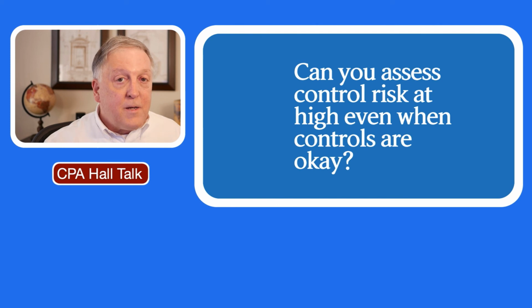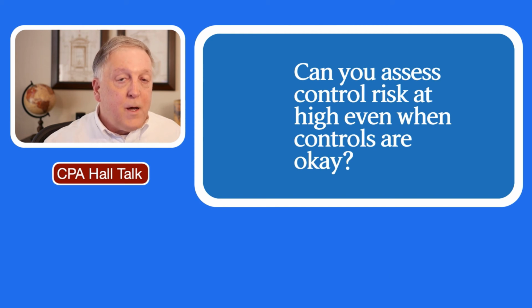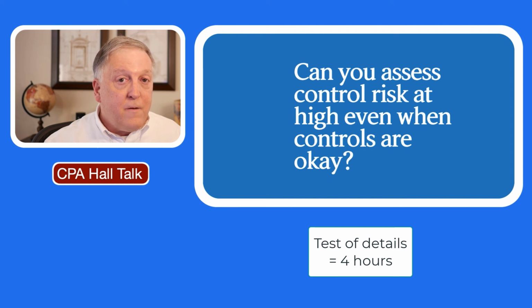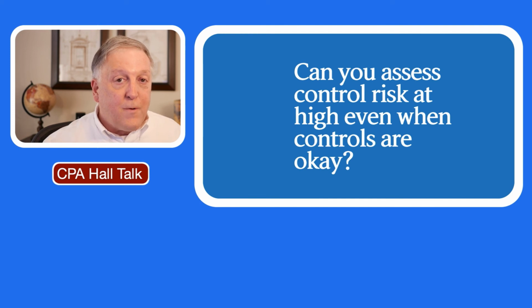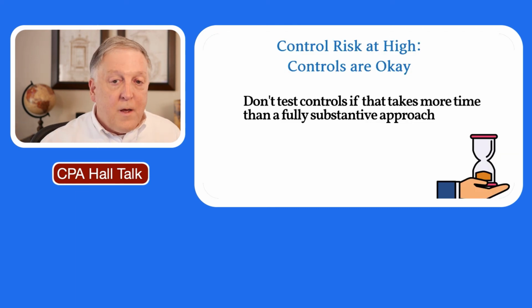If you do the test of controls and it takes 8 hours to do that, then alternatively, you might be able to test the detail, say, in 4 hours. Well, which of those would you like to do, the 8 hours or the 4 hours? I'm going to choose the 4 hours. And because I'm not doing a test of controls for effectiveness, my control risk has to be high. So if control risk is at high and controls are okay, you don't test controls if that takes more time than a fully substantive approach.